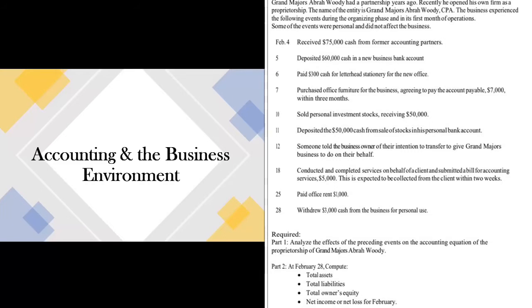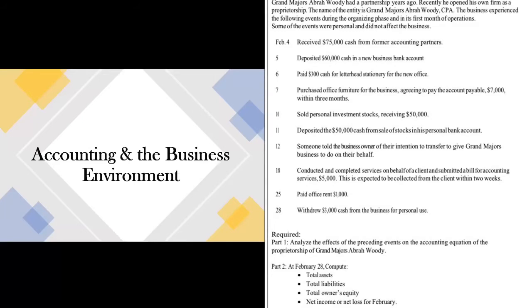But let's continue. So the name of this new business is Grand Majors Abra Woody CPA. A bit long, but let's focus. All right. So the events below are in the organizing phase and the first month, and we're seeing it there. Only for February, we have information. And they made sure to tell us some of the events were personal and did not affect the business. And we know that in operating a business, we need to separate personal activities from the business activities, right? So we have understood clearly there.